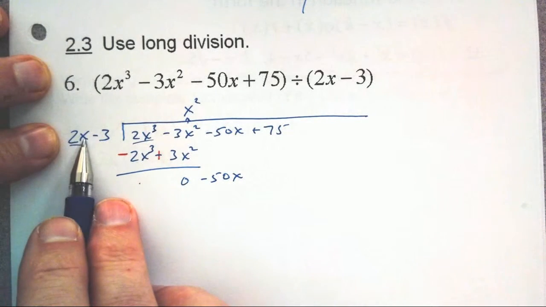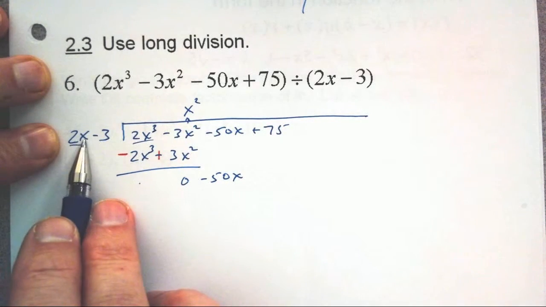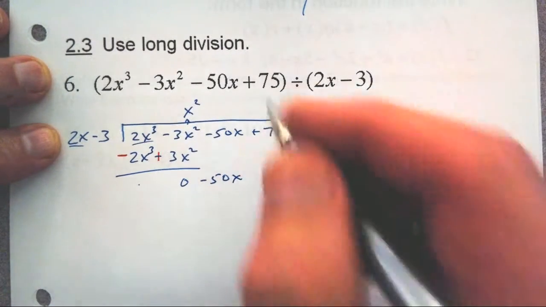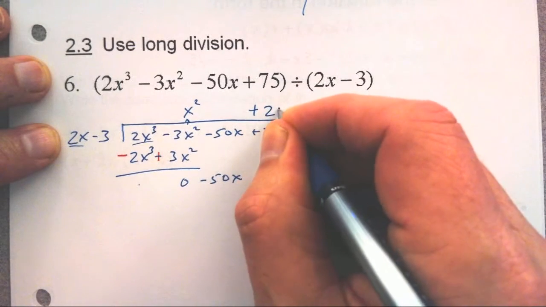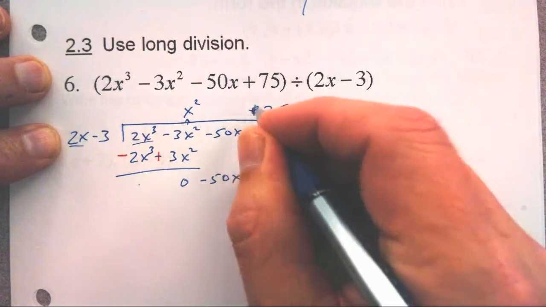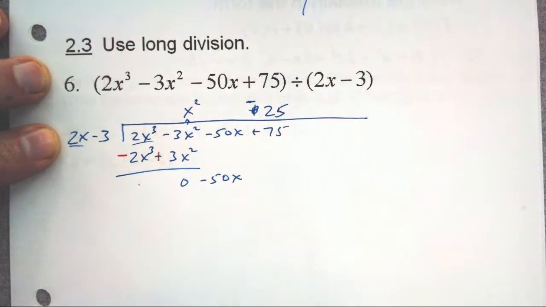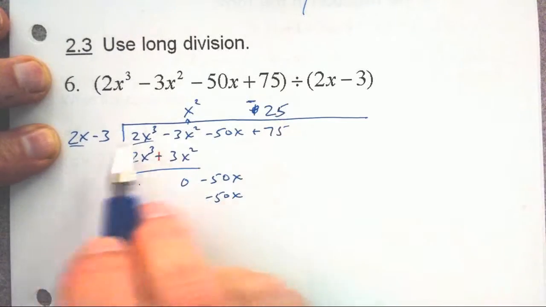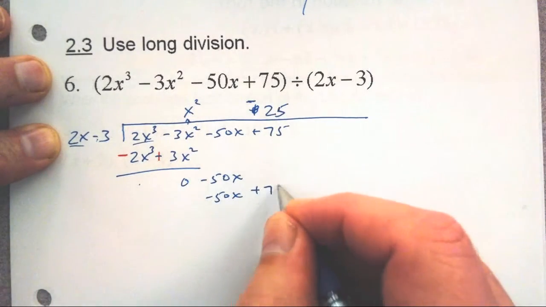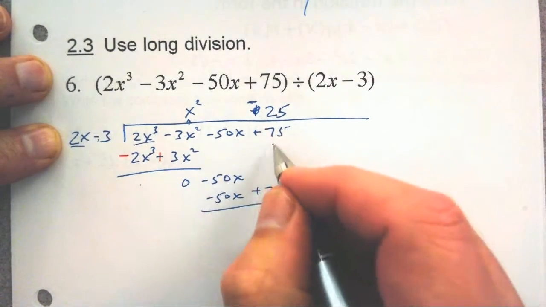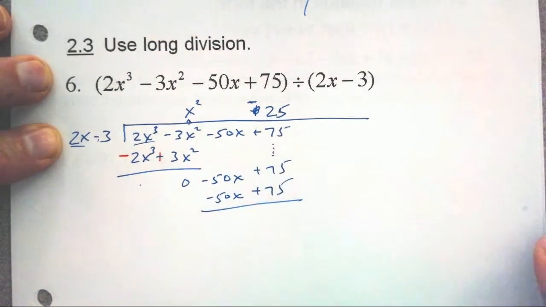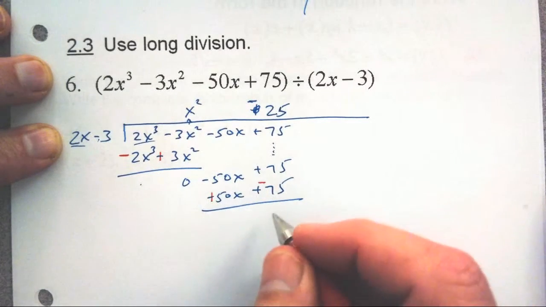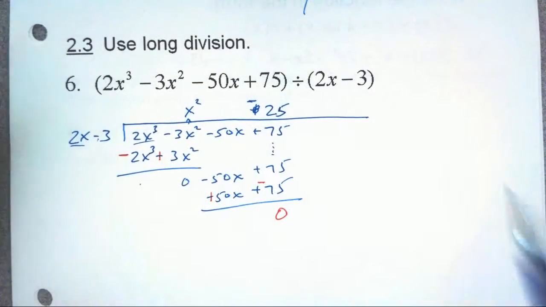I don't have to find out how many times 2x goes into 0. How many times does 2x go into negative 50x? Plus 25. Just plain old 25. I'm going to put that in my plain old column. Oh, minus. Sorry. Minus 25 because it's negative 50. So I get minus 50x, but I also have to multiply minus 25 times minus 3. I get plus 75. So I'm going to bring this 75 down, and we are to subtract those. So this becomes plus, this becomes minus, and I end up with no remainder here.